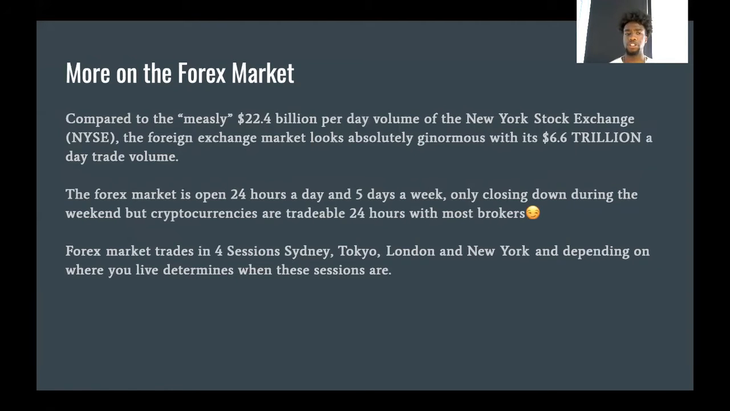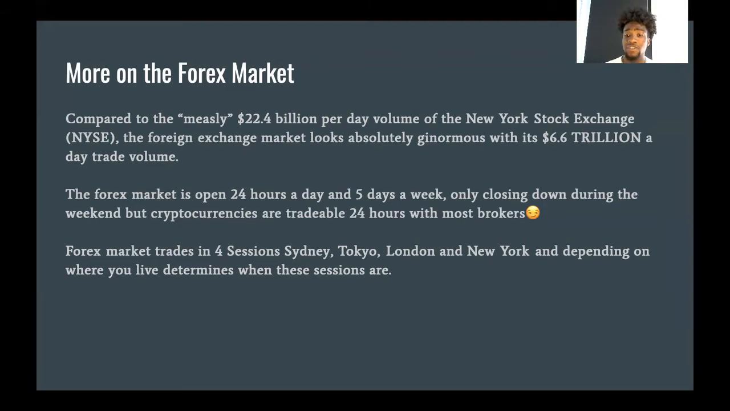So a little more on the Forex market. Compared to the measly New York Stock Exchange, which is the most heavily traded stock exchange in the world, trades at about $22.4 billion a day in volume, right? On the New York Stock Exchange. The foreign exchange market trades at about 6.6 trillion, with a T, big T, in daily trading volume.